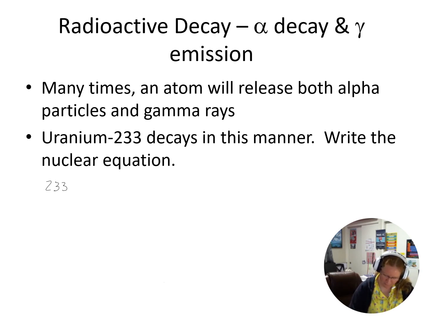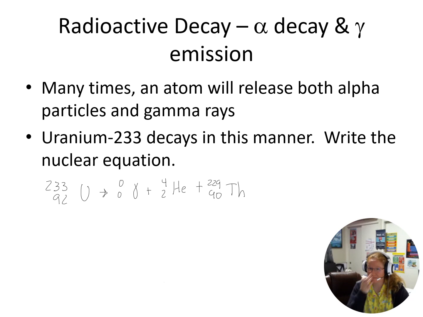It would really be helpful if I did not write it backwards. That's better. All right, so I'm going to get that gamma particle. Okay, I'm also going to do my alpha particle. So 233 minus 4 is going to give me 229. 92 minus 2 is going to give me 90. And I'll look on the periodic table, and I get that.